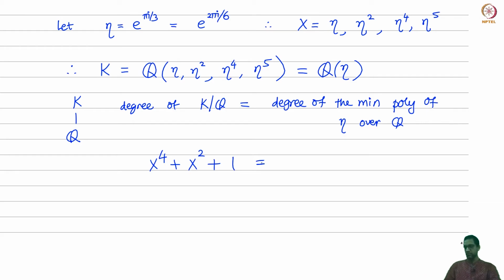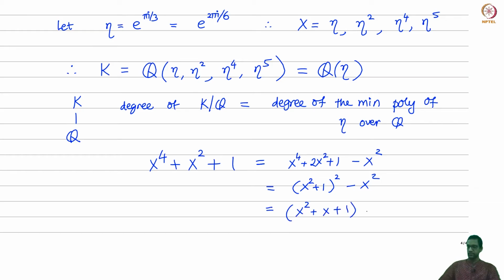Well, one has to play with it a little bit to see what can be done to it, but if you use a little manipulation, here's something you can do: x to the 4 plus 2x square plus 1 minus x square. Now this is just x square plus 1 the whole square minus x square, and now I use the identity a square minus b square is a plus b into a minus b. So in fact this factorizes into a product of these two elements.